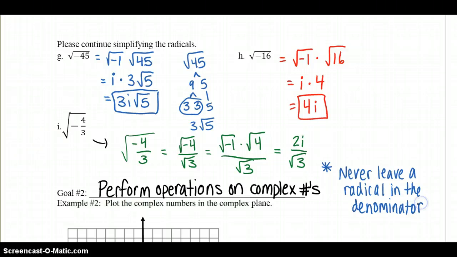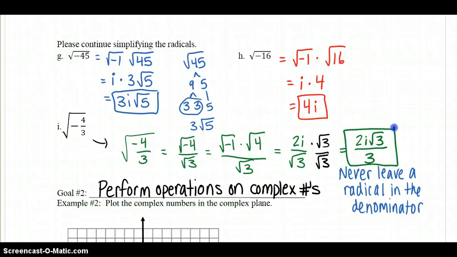Okay, so what we have to do instead is rationalize this. And the way I'm going to rationalize this is by multiplying the top and the bottom by that radical 3. Because what happens is on the top, I'm just left with 2i root 3, but on the bottom, root 3 times root 3 is just 3. So that gets rid of our radical.